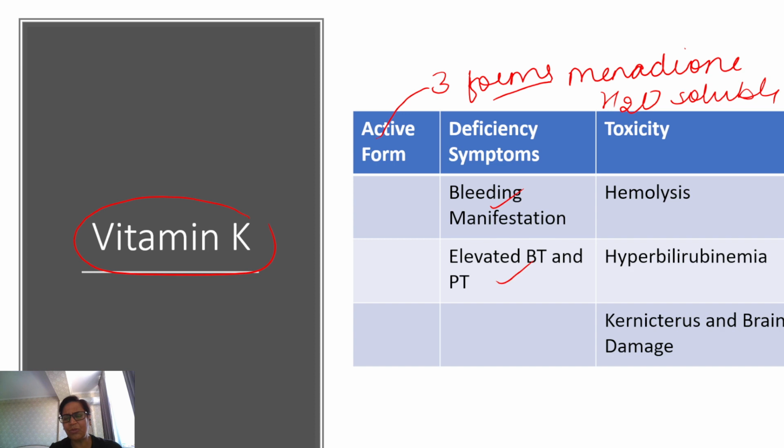So this was just a quick review of the fat soluble vitamins, their deficiency manifestations, and the toxic effects of these. In my next video, I will be discussing the same pattern for the water soluble vitamins.